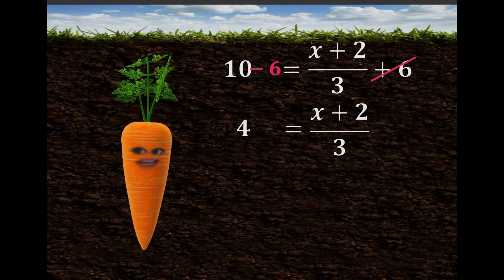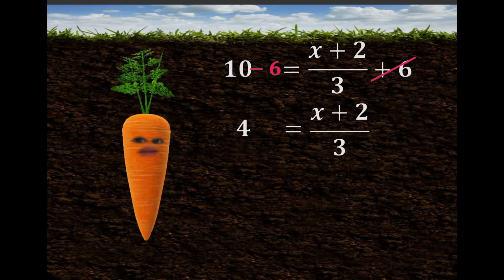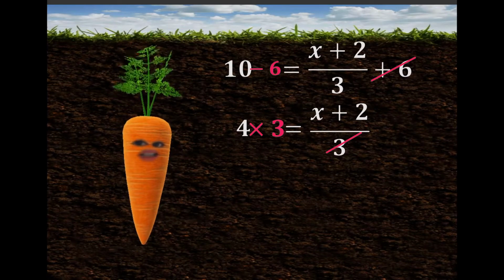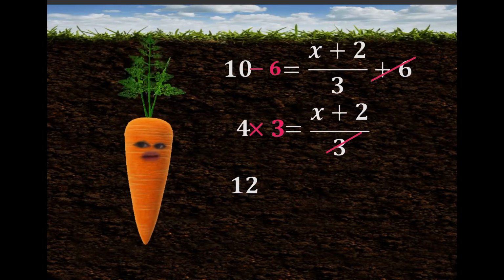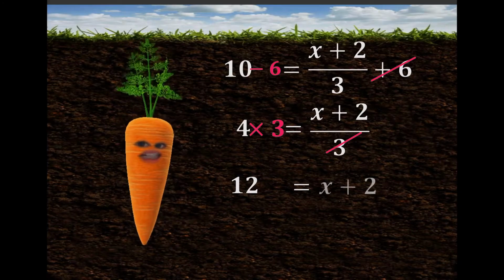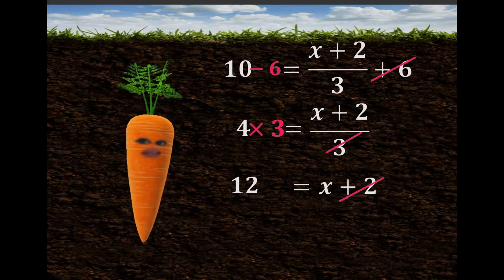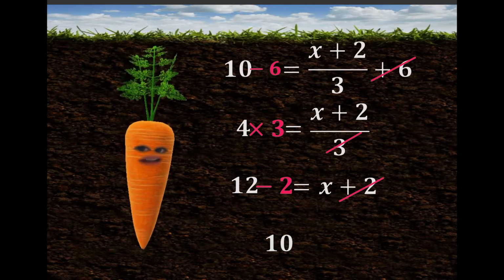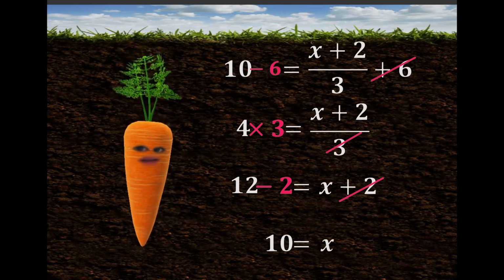And over 3 is the last thing we said. So the opposite of dividing by 3 is timesing by 3. So 4 times 3 is 12. And we write down what we left on the right side, x plus 2. And the opposite of plus 2 is minus 2. So now we have 10 equals x, or x equals 10.